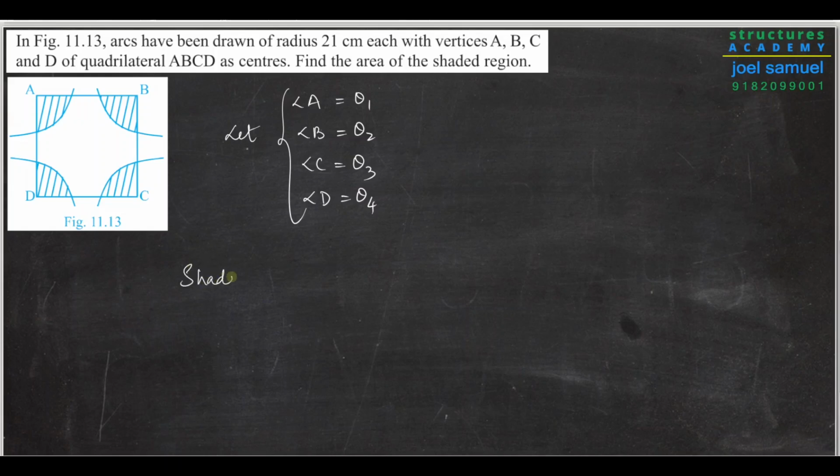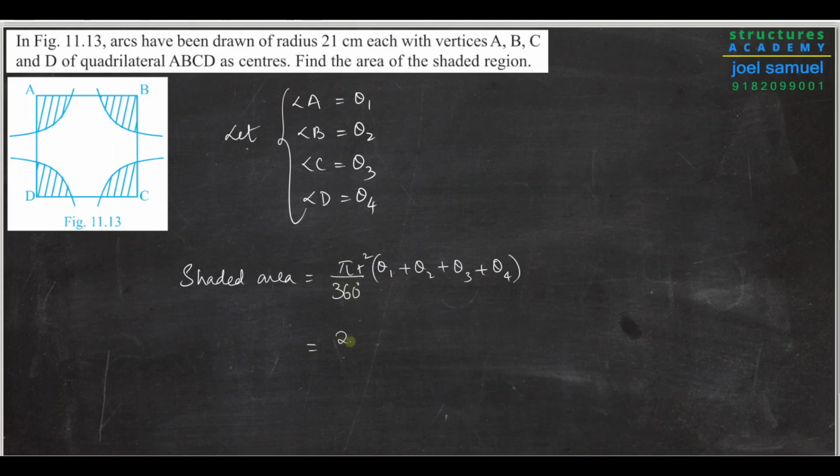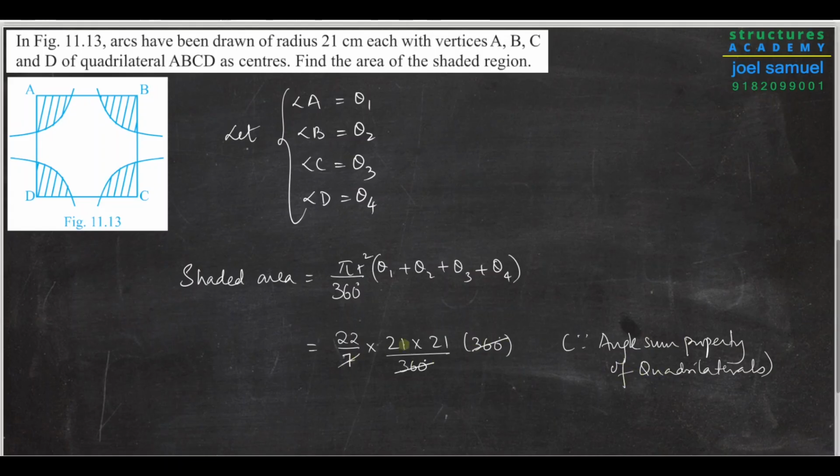So we say the shaded area is equal to pi r square times theta 1 plus theta 2 plus theta 3 plus theta 4, all divided by 360. So now let's plug in the numbers. Pi is 22 over 7, radius is 21 times 21 over 360, and this becomes 360. And the reason we write this is the angle sum property of quadrilaterals. So the 360s get cancelled, 7 3s are 21, and if you take the product, this is 66 times 21, and that comes to 1386 square centimeters, and that is the final answer.